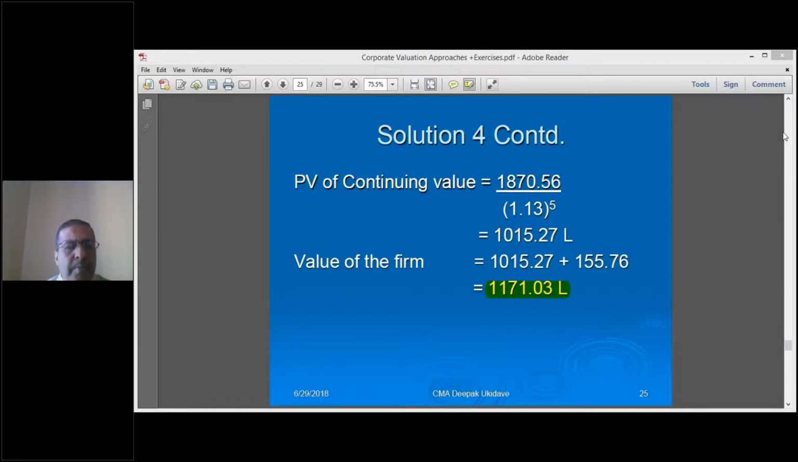Yes, please confirm. 1170, Sumedha has confirmed. Purvi also has confirmed. Vaibhav, you are getting 1015.27. That is present value of continuing value. Okay, then you got the value of the firm also. Good. Sumedha, Vaibhav, Purvi, Pradeep. Yeah, you got it. Fine. So you have understood how to do valuation of firm or valuation of business using FCFF model. That you have understood.